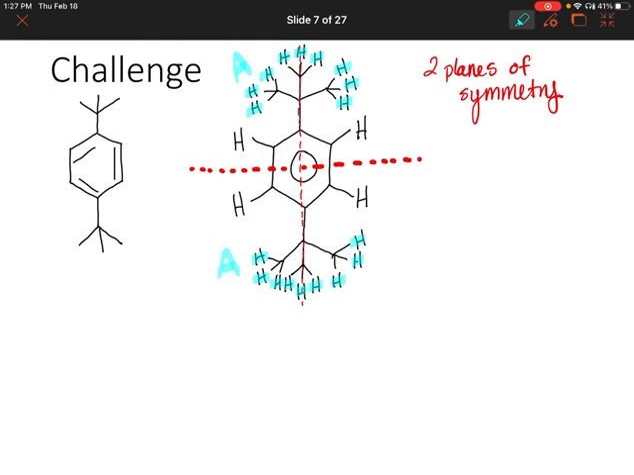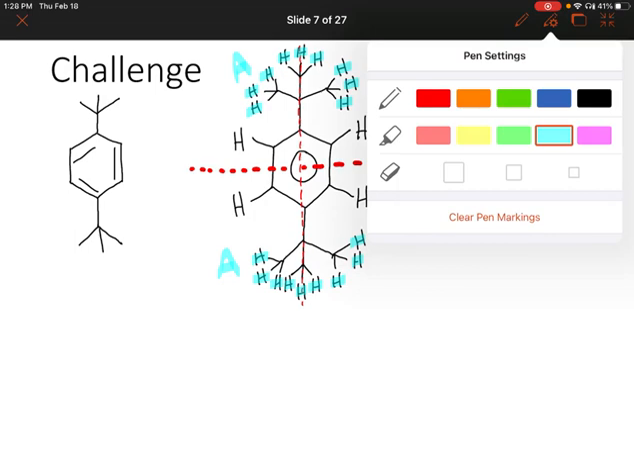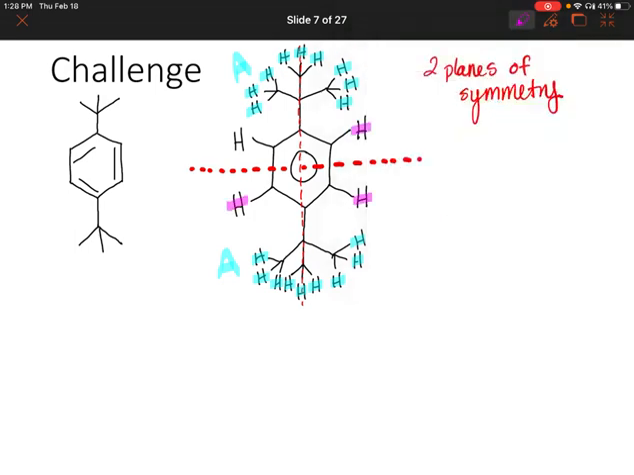Now, what about the hydrogens that are directly bonded to the benzene ring? Are they all the same? Are they different? Well, they're definitely different from the A hydrogens, but they're all the same to each other. So I'll highlight those in purple, and we'll just label those B. Okay, so we have two unique hydrogens, or types of hydrogen. We have HA and HB. And I'll just highlight those so we can keep track.